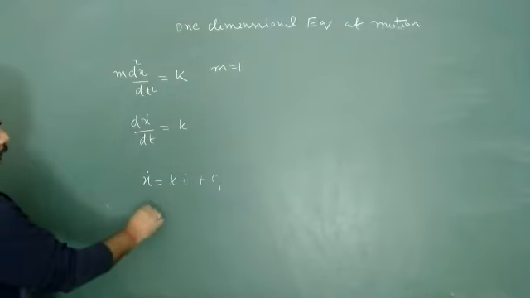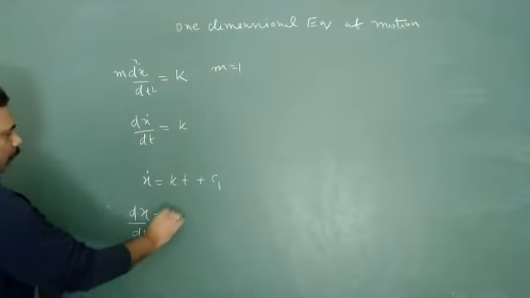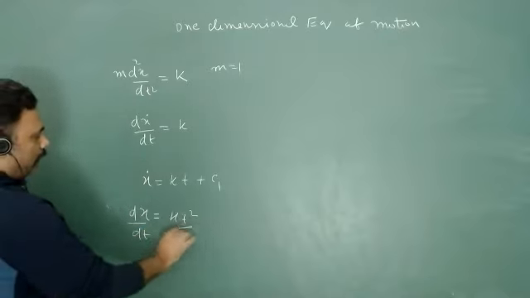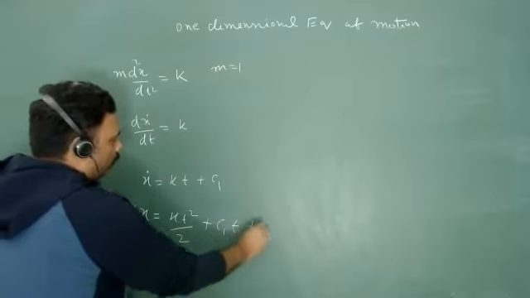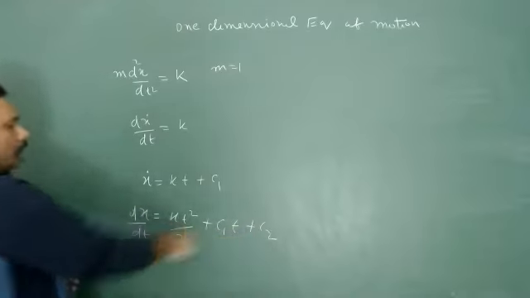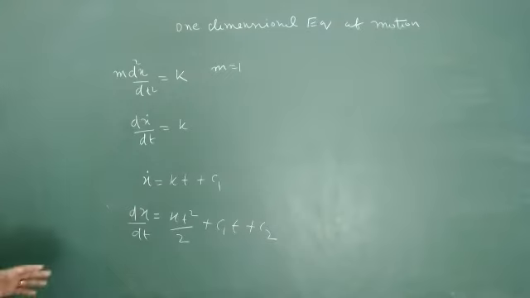What will be your x? Now this is dx upon dt. That will be kt square upon 2 plus c1t plus c2. Again, you have two coefficients, c1 and c2, unknown constants that will depend on the initial condition.